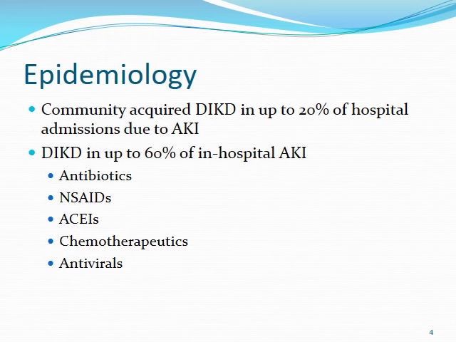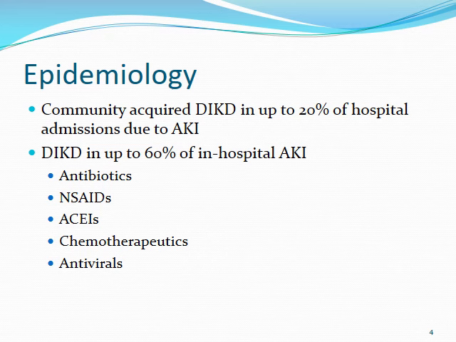So why are we talking about this? It's mainly because it's a huge issue. It occurs much more commonly than you may think. We know that community-acquired drug-induced kidney disease is responsible for around 20% of the hospital admissions due to acute kidney injury. And then in the hospital itself, you have a much higher proportion of that. So around 60% of the in-hospital acute kidney injury is going to be due to drugs.